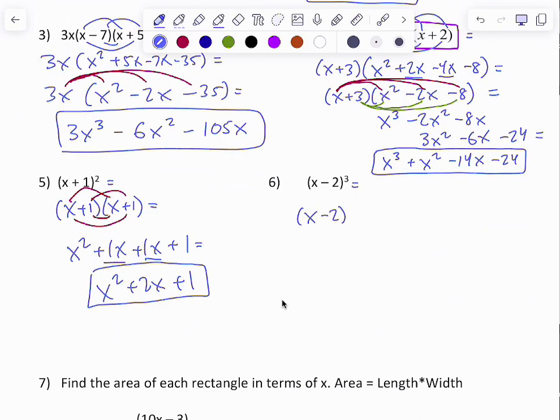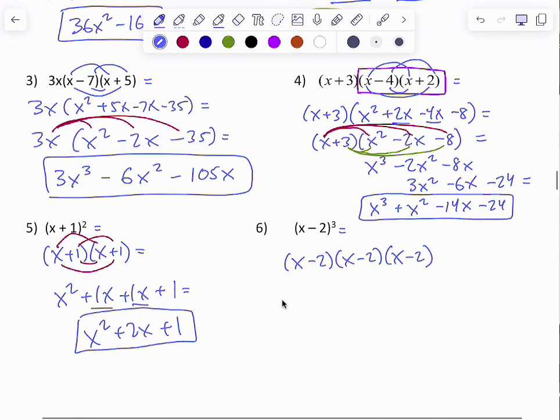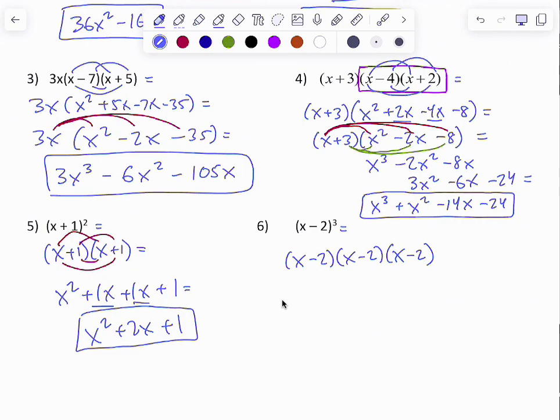Okay, so 6, it might be fairly obvious what to do first. When there's a squared, you write it 2 times. When there's a cubed, you write it 3 times. And then it looks just like problem 4. Problem 4 was 3 binomials. They were all different. This I have 3 binomials. They're all the same. So I do the exact same thing I did on 4. And so you can go ahead of me and start doing it. I'm going to multiply these 2 together first. I'll give you a little time to try this one.